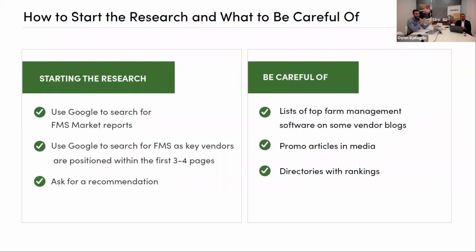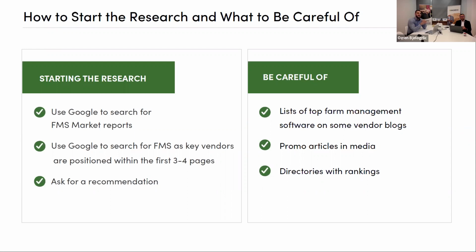Now, there are several things that you should be careful of, and that's listed on the right side here on the screen. Lists of top farm management software on some vendor blogs, promo articles in media, and directories with rankings all have one thing in common: they are usually sponsored by somebody who needs them to be on a top list. So you should be aware of that. Is this a paid article? Is this a paid promo directory with rankings where anybody can put what they want? Those can be heavily influenced by one party.